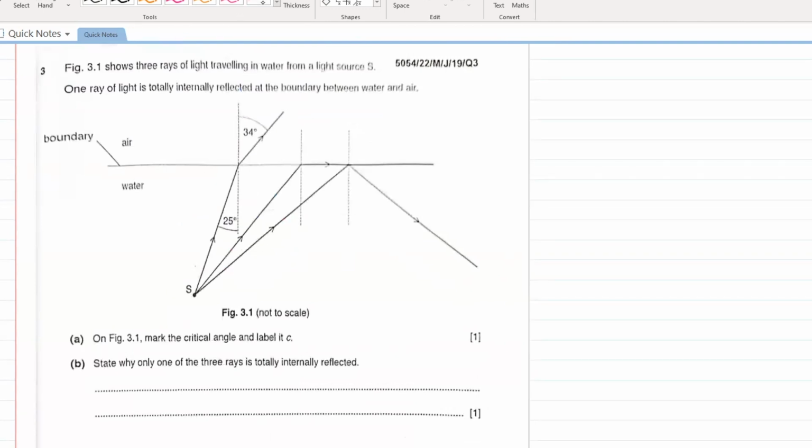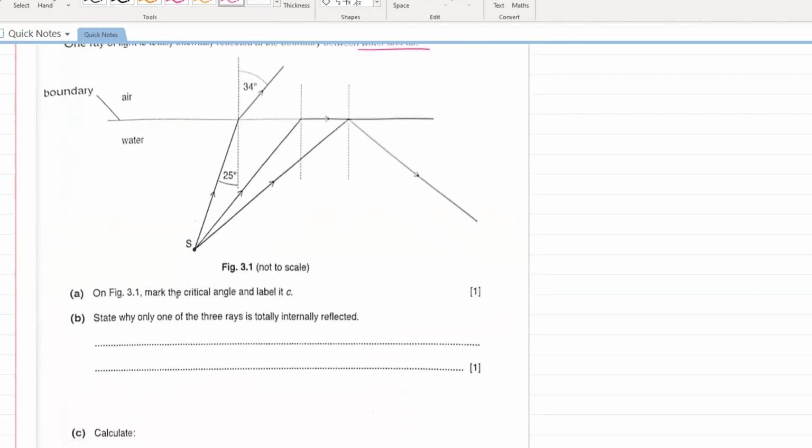Figure 3.1 shows three rays of light traveling in water from a light source. One ray of light is totally internally reflected at the boundary between water and air. On figure 3.1, mark the critical angle and label it C. Where is the critical angle? This. Critical angle is the angle of incidence at which the angle of refraction becomes 90 degrees. This is the only case.